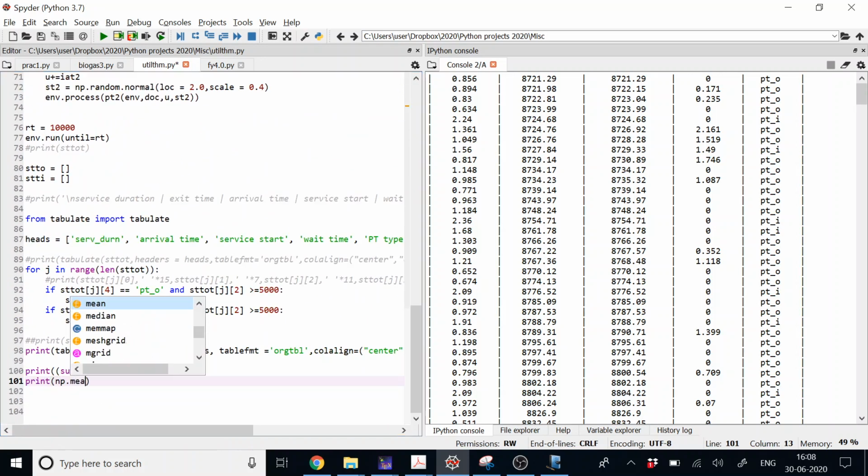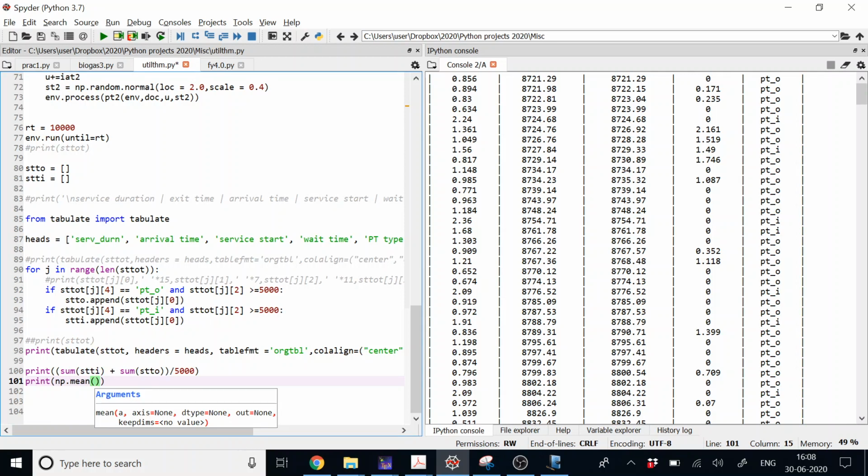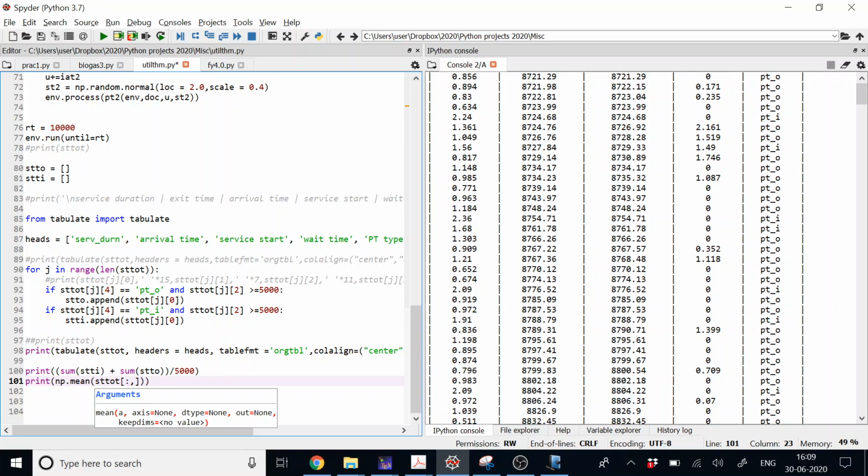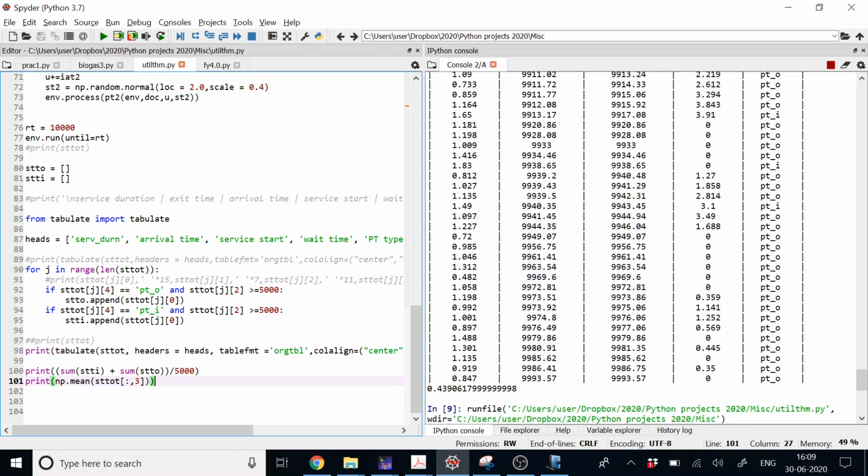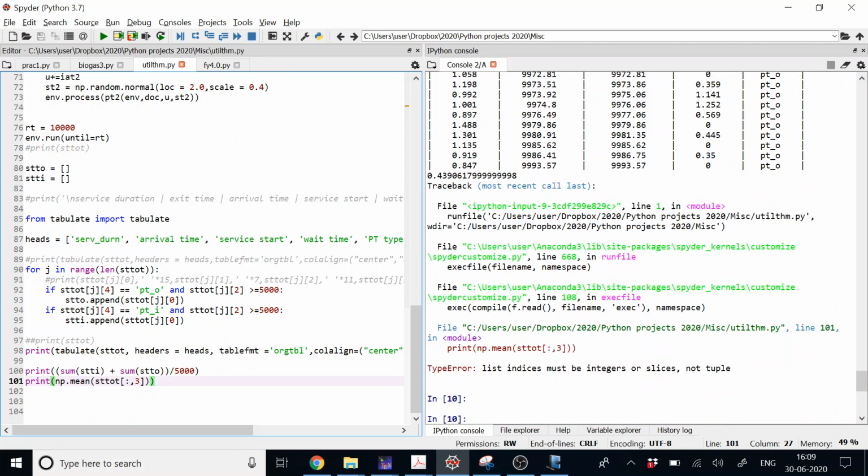So np.mean of st total. What is the column I want now? Let's say I just want all rows and the waiting time, which is the fourth, 1, 2, 3, 4, so the third column. Let's see if we get that. Okay, integer slices, not a tuple. Hold on, let's just write this.